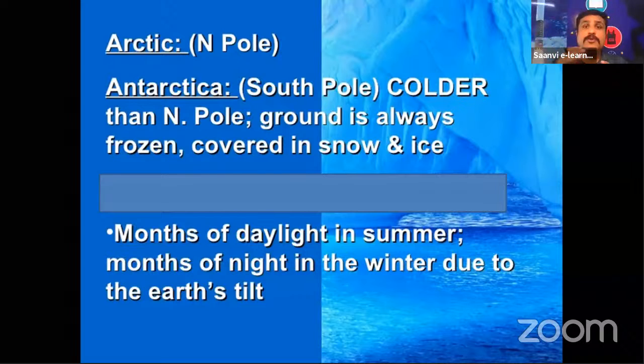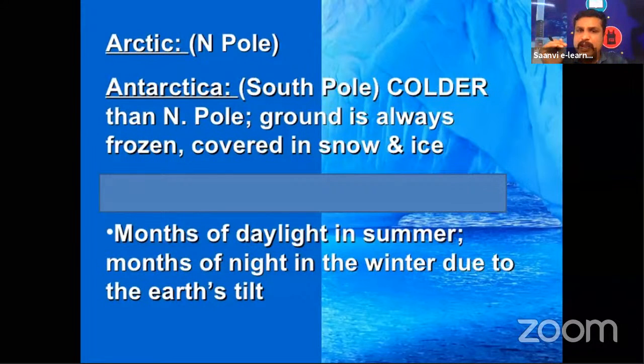The Antarctic Circle, the South Pole, we call colder than the North Pole. When it comes to the Antarctic Circle, it is colder than the North Pole. The ground is always frozen, covered in snow and ice, full of ice we can see. Antarctica is a continent, an ice continent, we can say that, and cooler than the Arctic Circle.